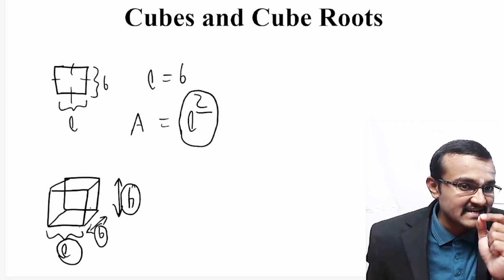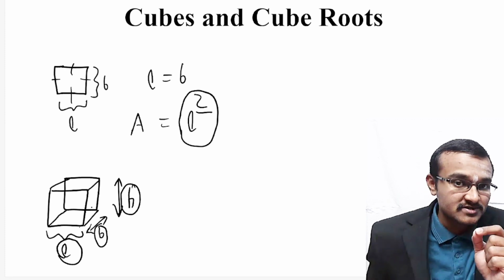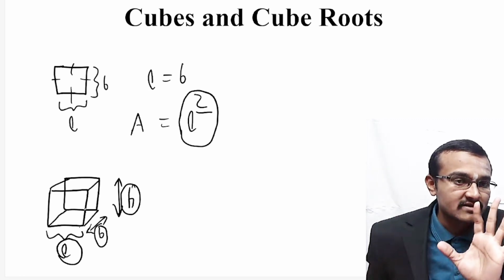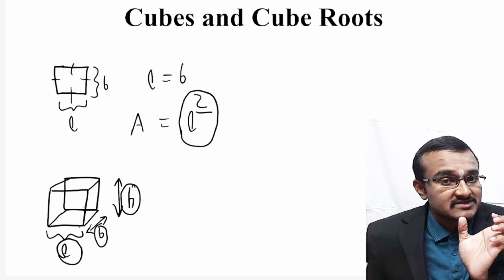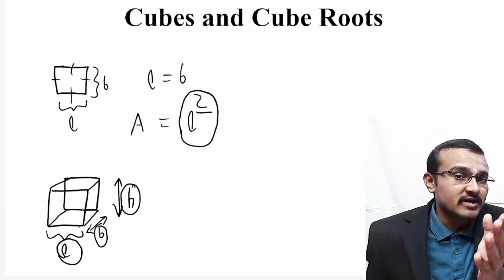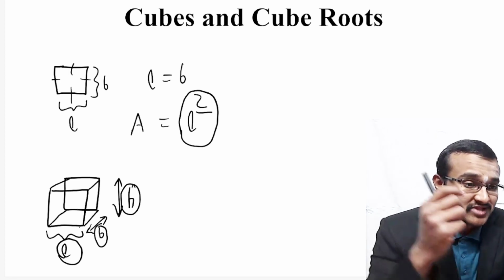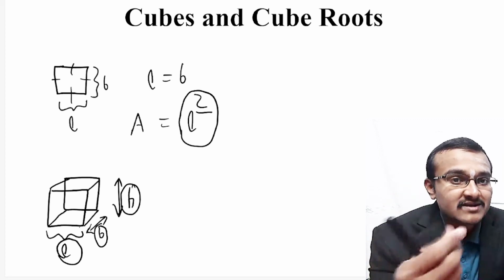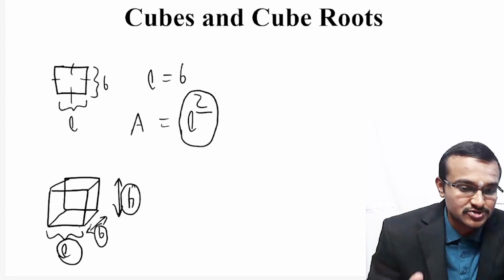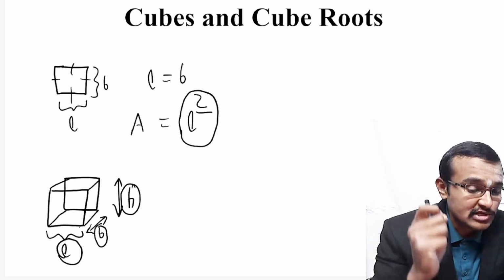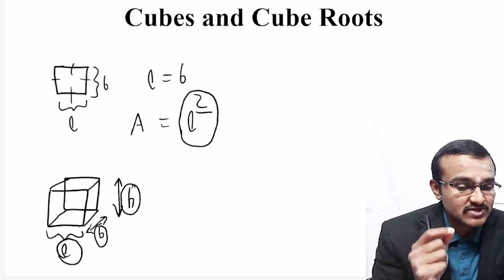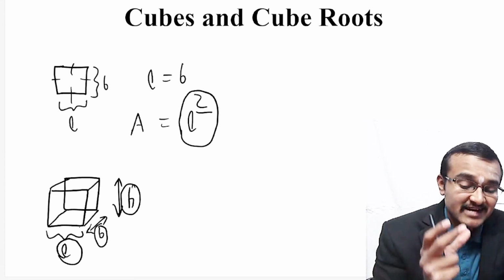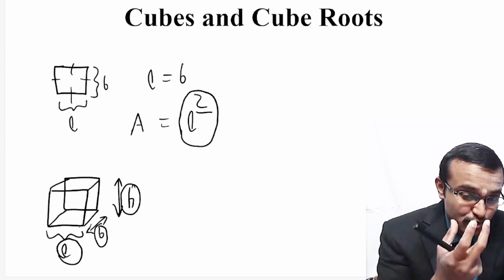To find the area of a square, you used L square because length and breadth were equal. Area of a square is length into breadth. Since length and breadth are equal, L square was your area. That's why anything to the power of 2 was known as square in general. Here also, to calculate the volume of a cube, you multiply length, breadth and height to understand how much volume that cube has.